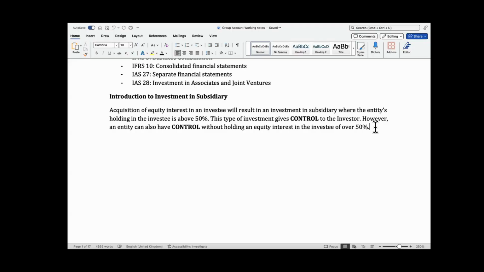So we would see how that is possible. And I want to believe that you understand what I mean by 50% holding. It means that if the total ordinary shares of the investee is 100 shares, you must have over 50 shares to have 50% holding of those shares. That's what I mean by 50% holding. So the key word here then is control.